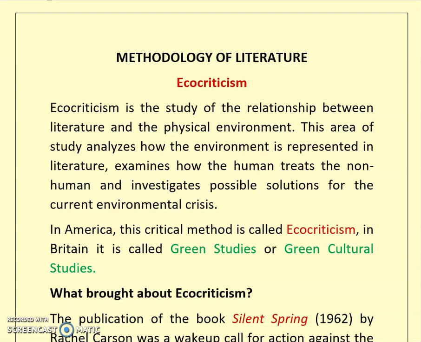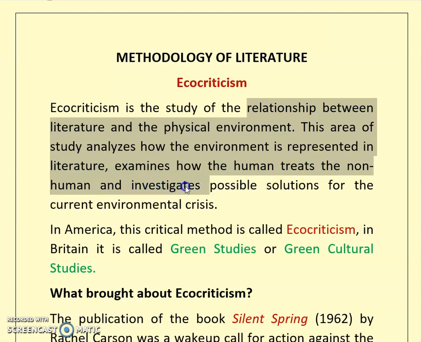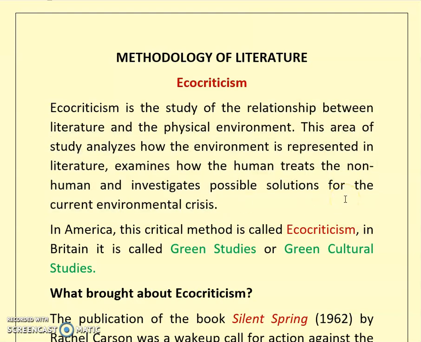Today we are going to examine ecocriticism. Ecocriticism is a branch of literary criticism to begin with. It is a study of the relationship between literature and the physical environment or the natural environment. This area of study analyzes how environment is represented in literature, examines how the human treats the non-human, and investigates possible solutions for the current environmental crisis. Hope you understood what it is.